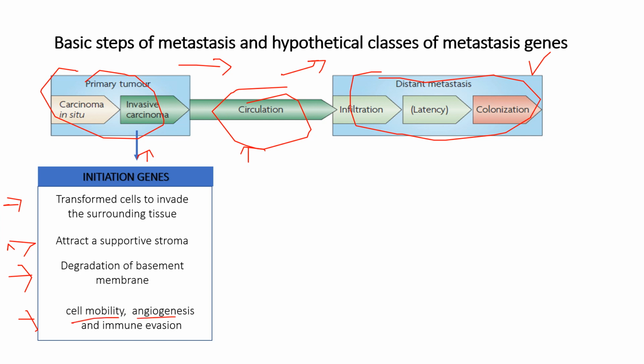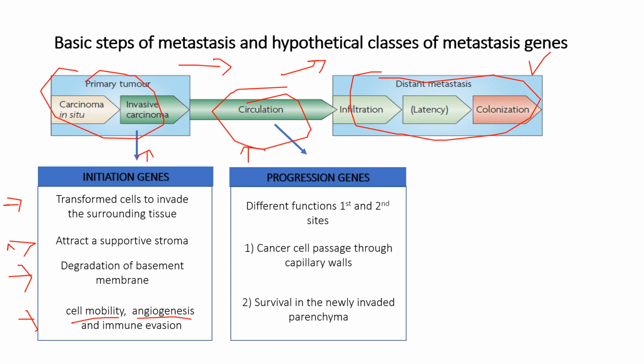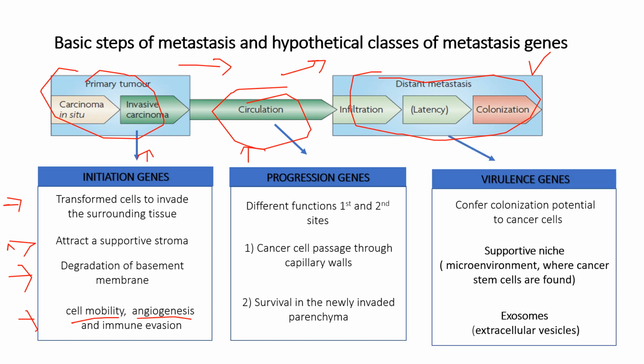In our class, I will show you more about angiogenesis. You have progression genes that allow, if you remember those green cells in the video that I showed you, how the cell has to squish between capillaries and how they need to be able to survive. And finally, the virulence genes, which confer the potential for colonization. Yeah, we're going to talk about that.